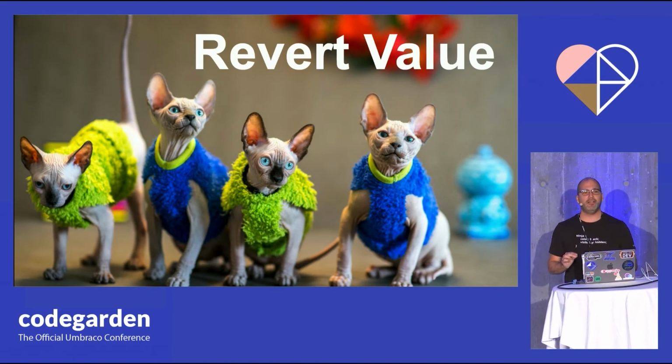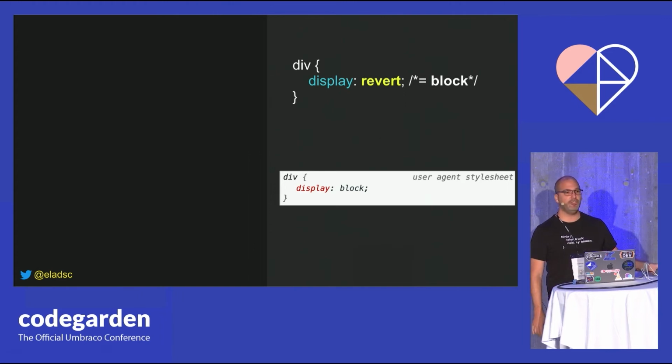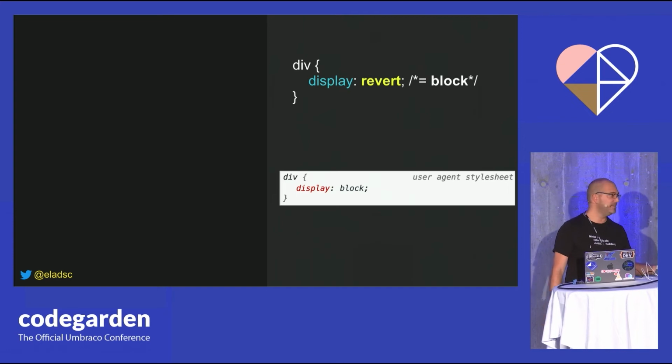And the revert value works in the most special way. If you put it on the display property of a div element, it first searches whether this div element has some special user agent style sheet rule for the specific property. And if it has, the revert value will take the value from the user agent style sheet. For the display property, it uses the block value here.